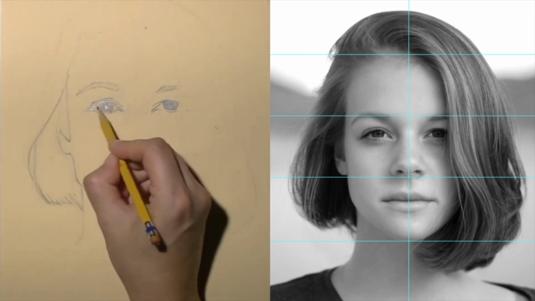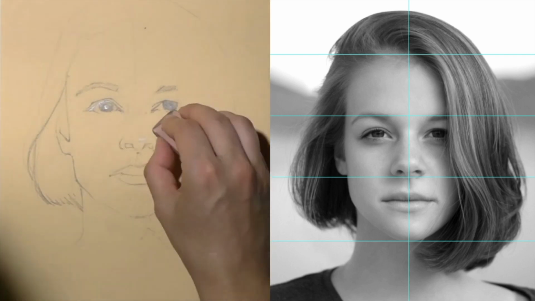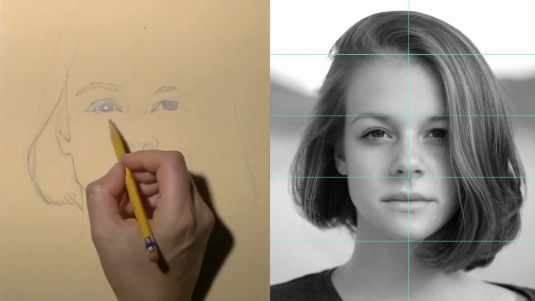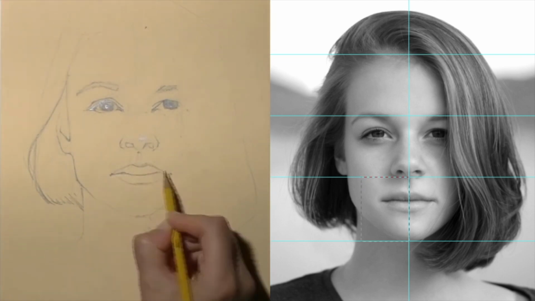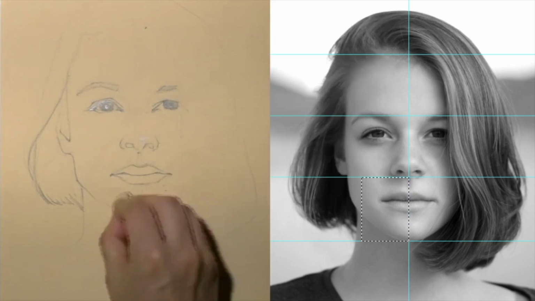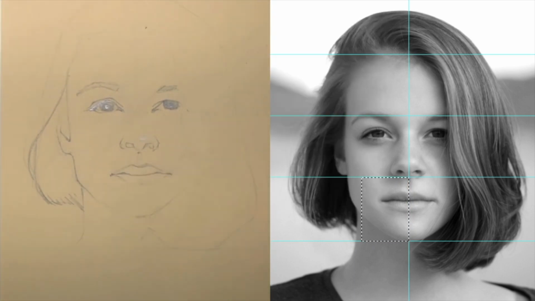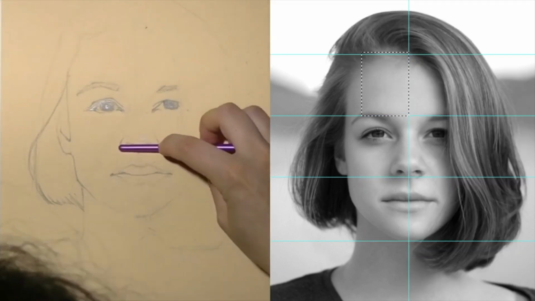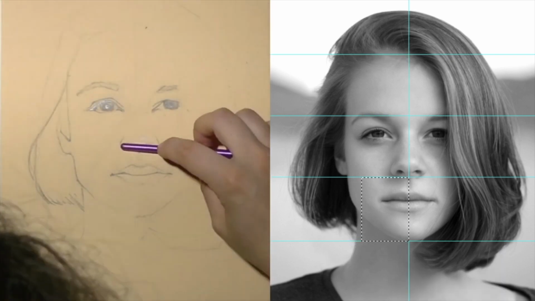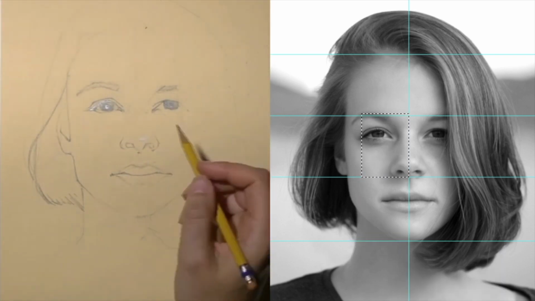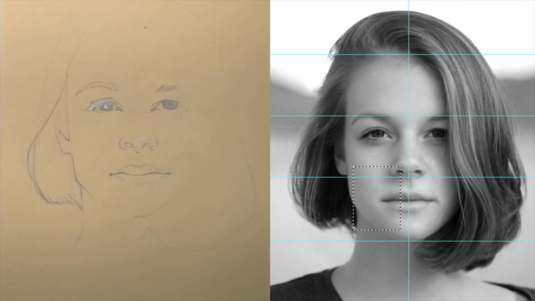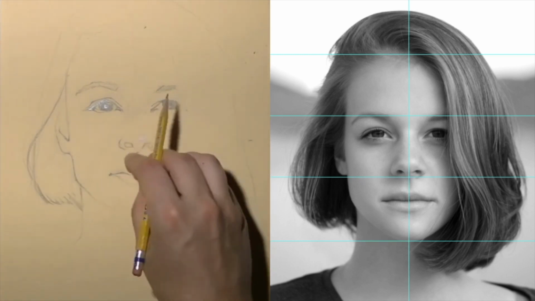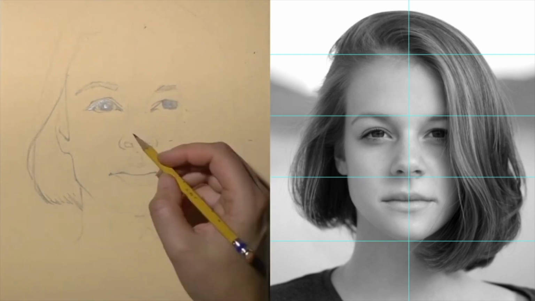So what you can do is take your pencil and measure this, and measure on your model this distance to this and then to this, and in most cases they will all be the same. Here they're just a little bit slightly different, so you take all that in consideration when you draw. Okay, next.